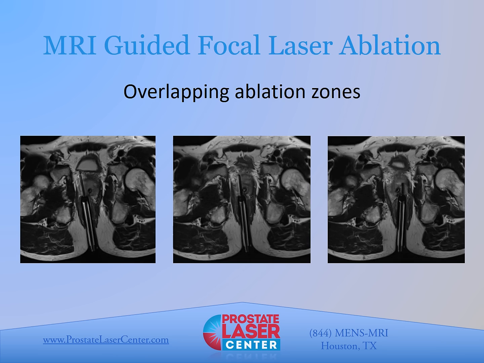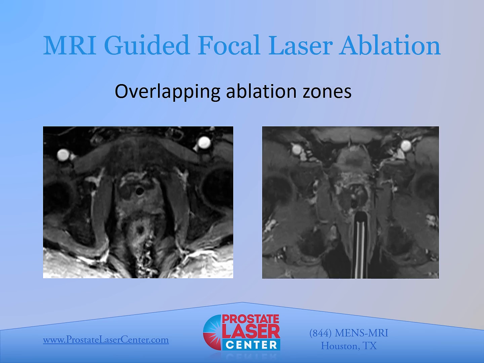So here you can see I did one ablation lateral to the urethra, lateral to the cancer, one right next to the urethra on this side, and one right next to the urethra on the other side. And what were our results? Well, here we can see a zone of ablation that's wrapping around the urethra, and the patient did great afterwards. On their 6-month follow-up MRI, no evidence of residual disease.